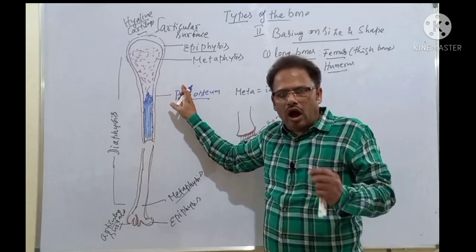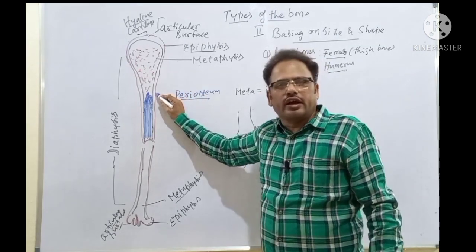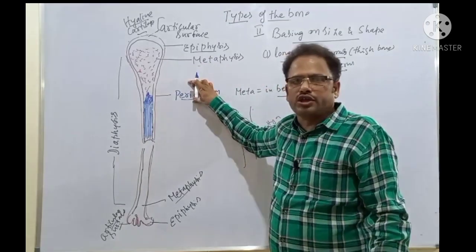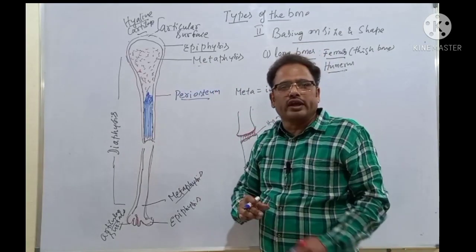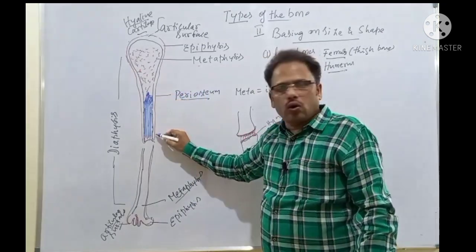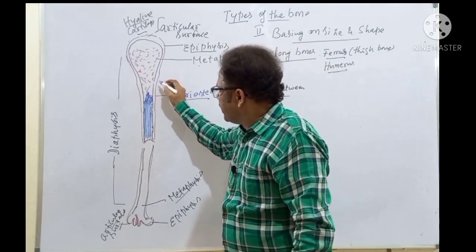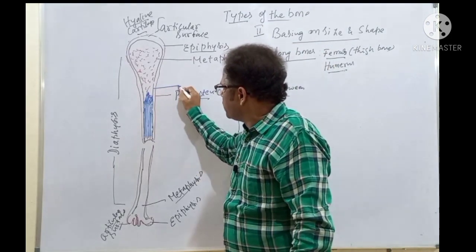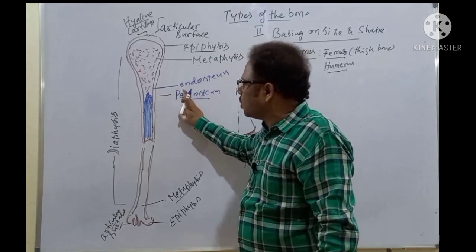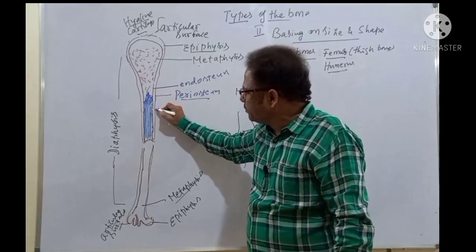I told you that the outer fibrous dense irregular connective tissue of the cartilage is called the perichondrium. Of the heart, it is called the pericardium. The same way, the outer fibrous irregular connective tissue sheath of the bone is called the periosteum. Osteo, I told you that anything related to the bone is called osteo, isn't it? So the periosteum is covering the bone. Inner to this periosteum, what is present? Endosteum is present. Endo means inside. Peri means outside. So this one is a periosteum.